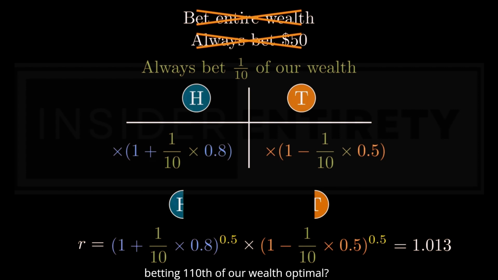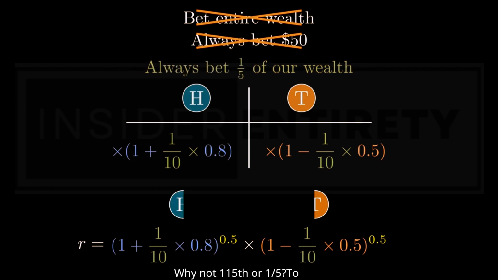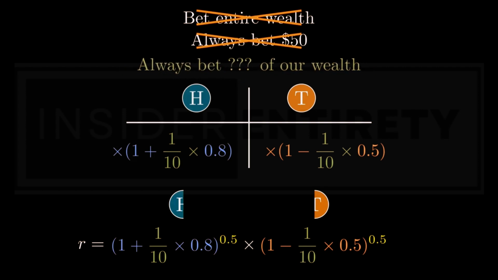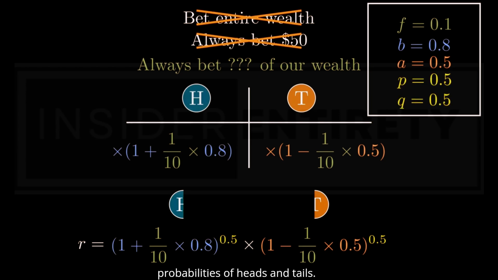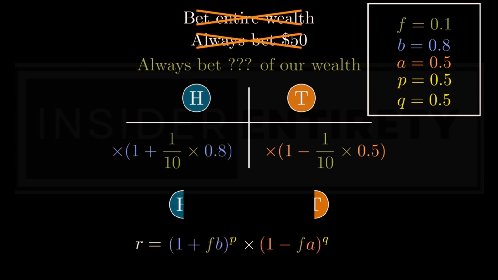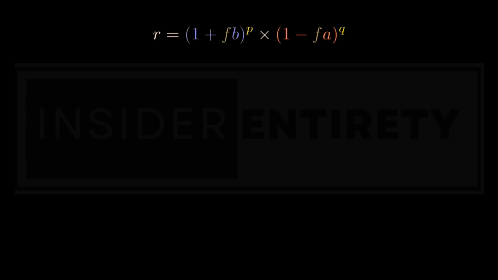But is betting 1/10 of our wealth optimal? Why not 1/15 or 1/5? To answer this question, we can start by generalizing the equation. Let's say f is the fraction of wealth we're betting, b is the gain, a is the loss, and p and q are the probabilities of heads and tails. Now let's substitute those variables in. And let's graph it.